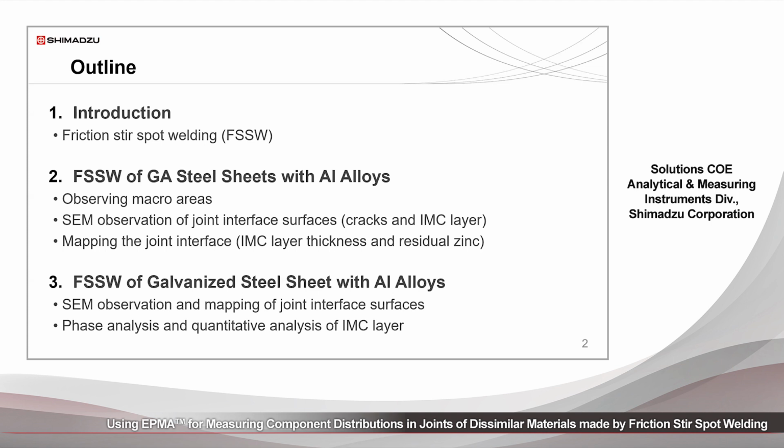We will next turn to another dissimilar material, which is that of galvanized steel with aluminum alloys. We will make SEM observations similar to the galvanized steel sheets with aluminum alloys, but in addition, we will interpret the data to do some phase analysis and some more quantitative analysis of the IMC layer itself.